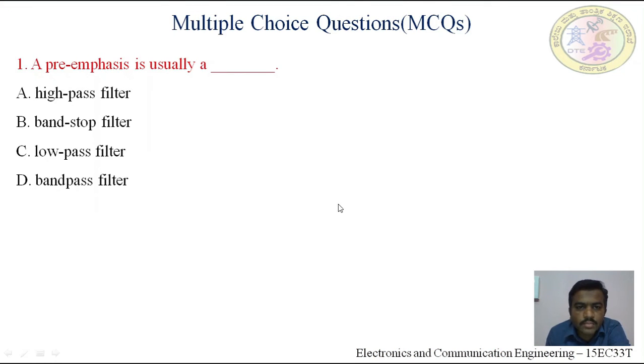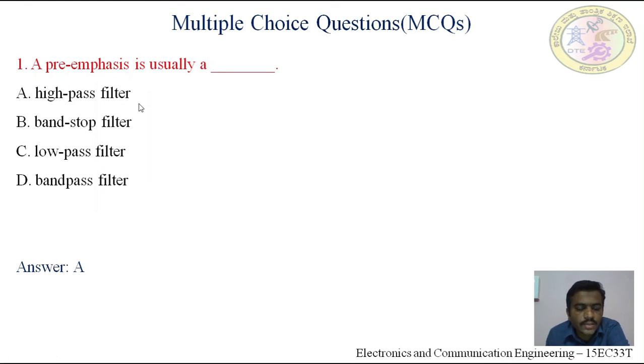Now consider multiple choice questions. First question, a pre-emphasis is usually a: options are A. High pass filter, B. Band stop filter, C. Low pass filter, D. Band pass filter. We know that a pre-emphasis circuit is a high pass filter circuit. The answer for this question is A.